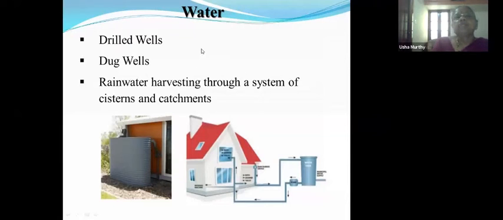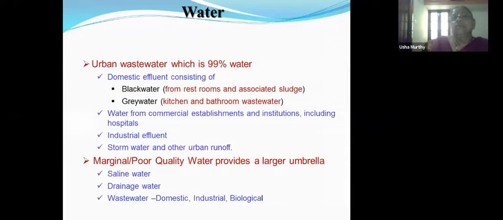And again, where do you get water? Drilled wells, dug wells, and nowadays we have rainwater harvesting through proper systems and catchment. Whatever rainwater is collected after the rain has to be collected properly and should be used for some purpose. Okay.